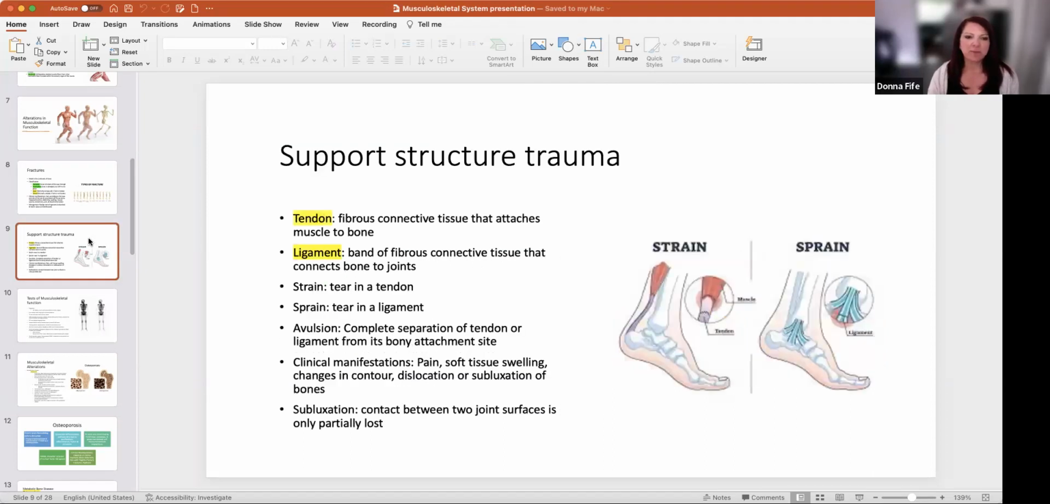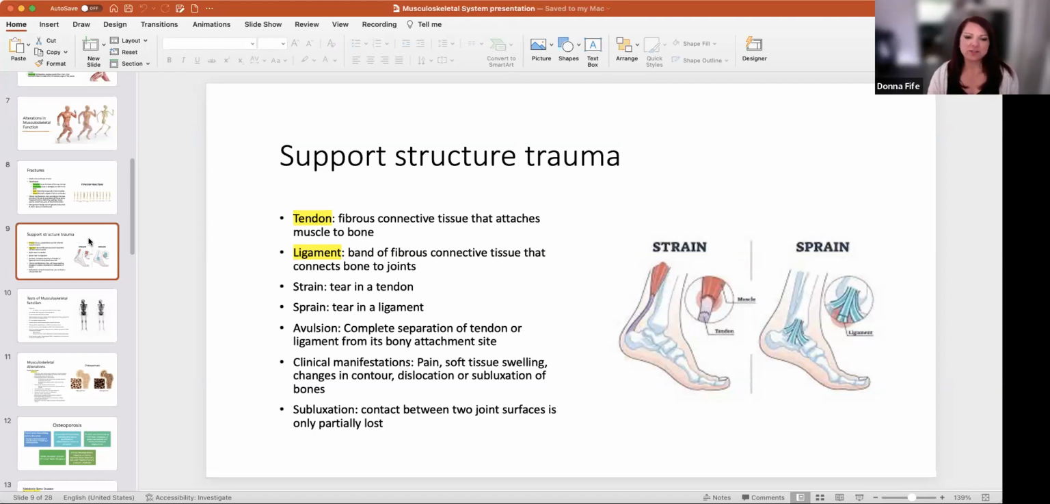Support structure trauma: we have tendons, which are fibrous connective tissue that attach muscle to bone. And ligaments are a band of fibrous connective tissue that connects bone to bone at joints. A strain is a tear in a tendon, and a sprain is a tear in a ligament. Avulsion is complete separation of a tendon or ligament from its bony attachment site.